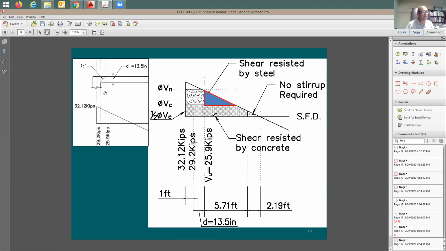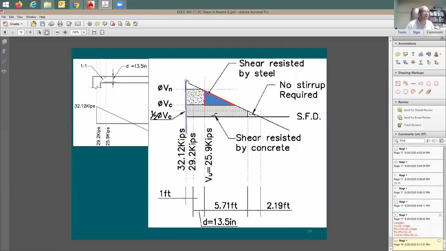This is going to be the end of the support, the column, shear diagram. And this is going to be the reaction. You remember the reaction value? I guess by now we remember all of these values, right? 3212, the reaction. Critical section of shear. Where is the critical section of shear? It's going to be this one. That's going to be our shear demand.